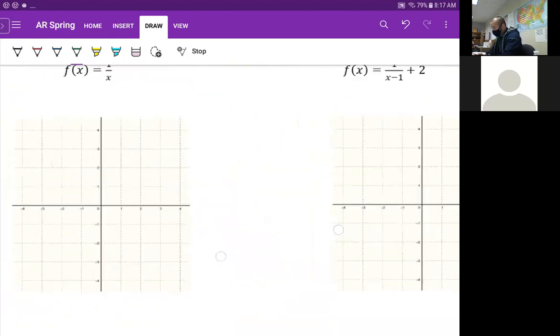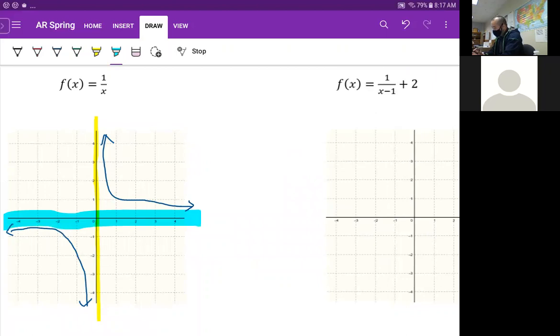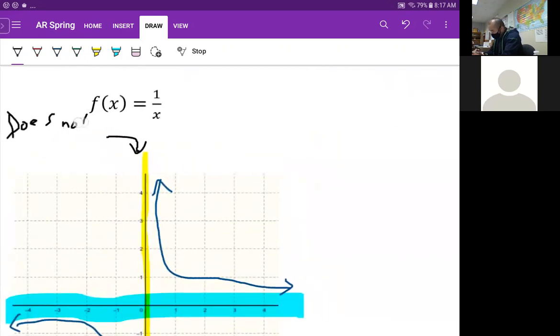Here's the rational one. So you guys that are here, this is one that you might not have seen before. So this is what the rational graph looks like, roughly. So you have a horizontal asymptote right here. And you have a vertical asymptote right here. So it does not exist here.